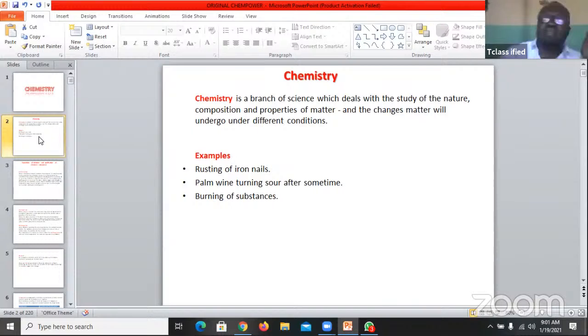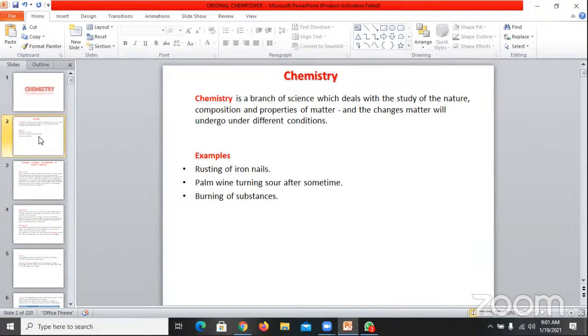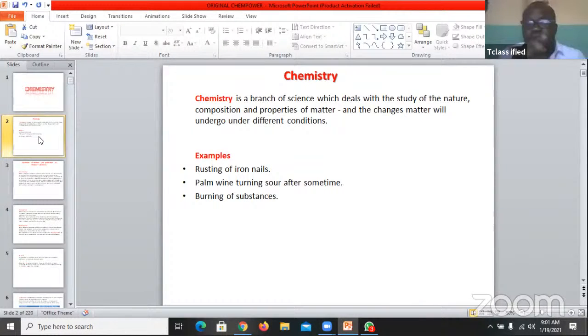So what is this made up of? Is this steel? What kind of bonding is holding it? So when you study things to understand their composition, then you're talking about chemistry. So how do you observe chemistry in your everyday life? You talk about rusting of iron nails. A new iron is very shiny in color, but after some time, due to interaction with other substances around it, it gets rusted. So how do iron nails rust? You can explain that using chemistry.